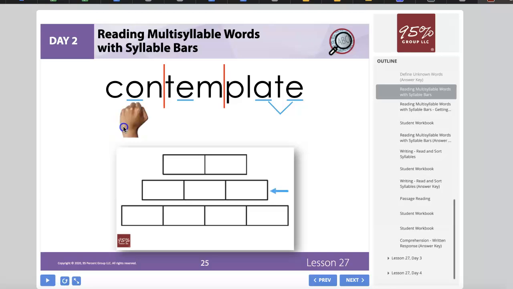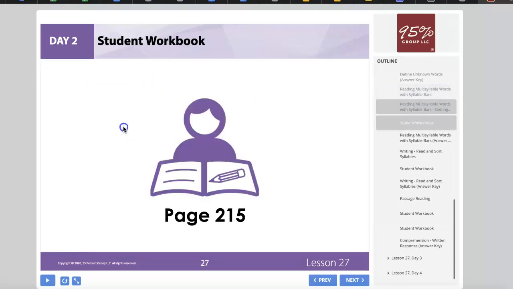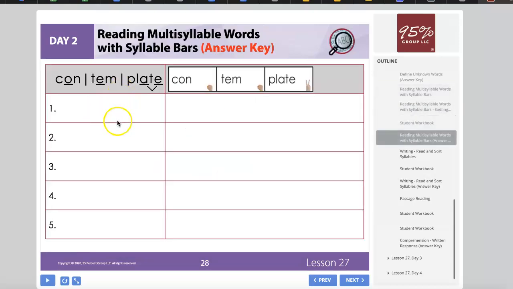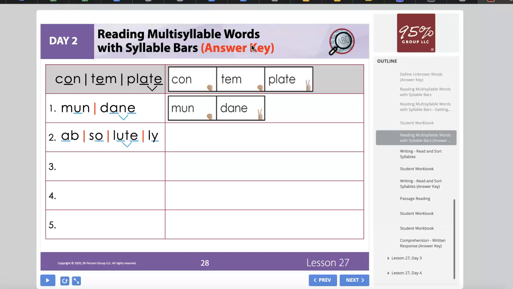Okay, now let's take a look at the next slide. So the first word is mundane. Everyone say mundane. Clap it. Mundane. We're going to draw a syllable between mun and dane, and you should have U, A, and E underlined. All right? Everyone say absolutely. Clap it.